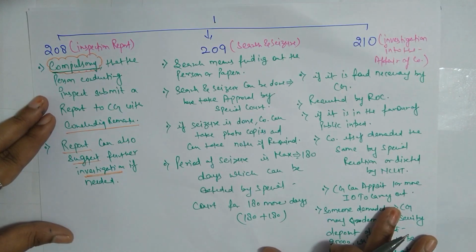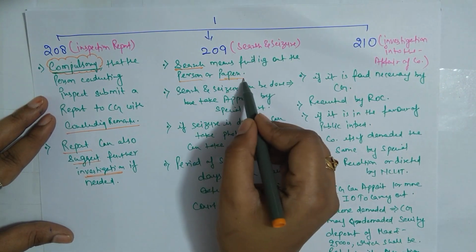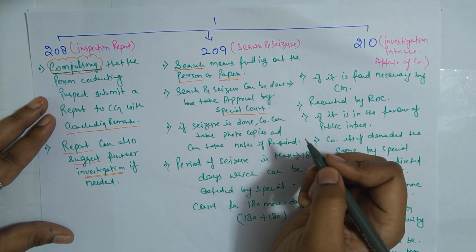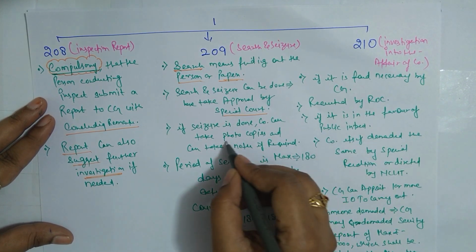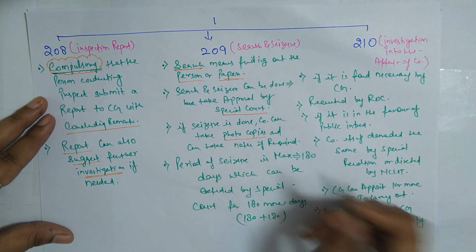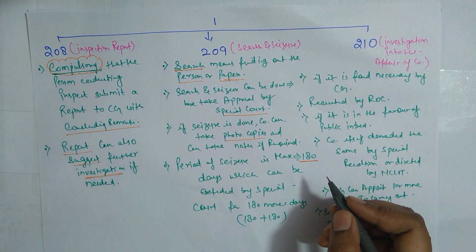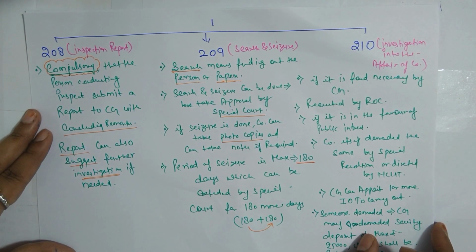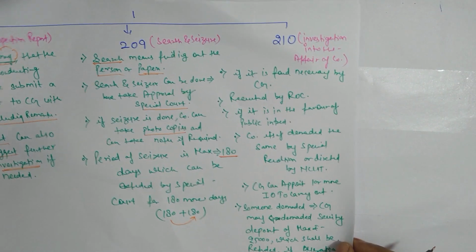Fine. Section 209, search means finding out person or paper. Fine. And it can be done by the approval of special court only. Whenever seizure is done, company has the right to take photocopies of the documents. Fine. And seizure, the maximum period is 180 days, which can be extended up to the next 180 if required. Fine. And definitely it is approved by the special court too.